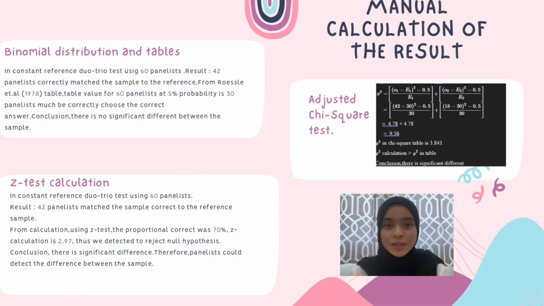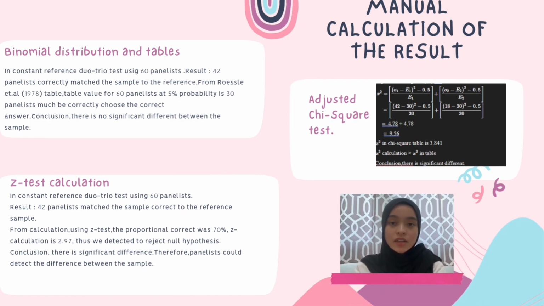Based on manual calculation using the binomial distribution and table, the result from the Russell table for 60 panelists at 5% probability is that 30 panelists must correctly choose the correct answer. So, there is no significant difference between the samples. Next, based on the chi-square, the X squared calculated is 9.56, which is greater than X squared in the table. So, there is a significant difference.